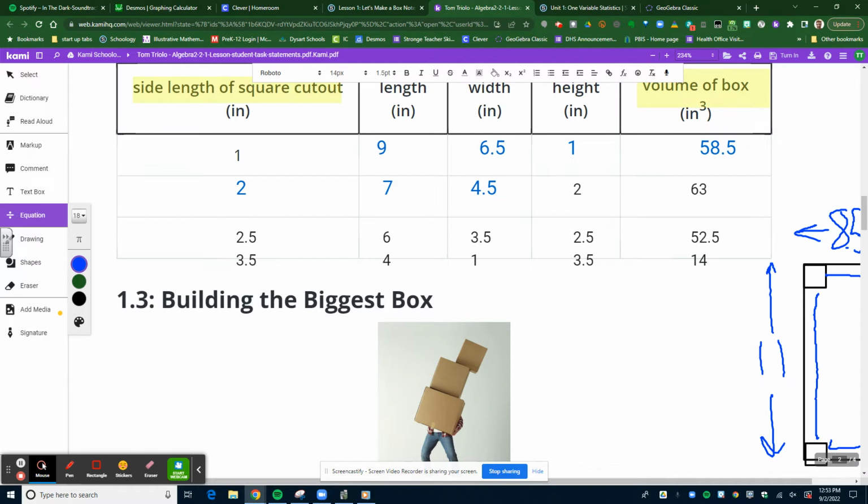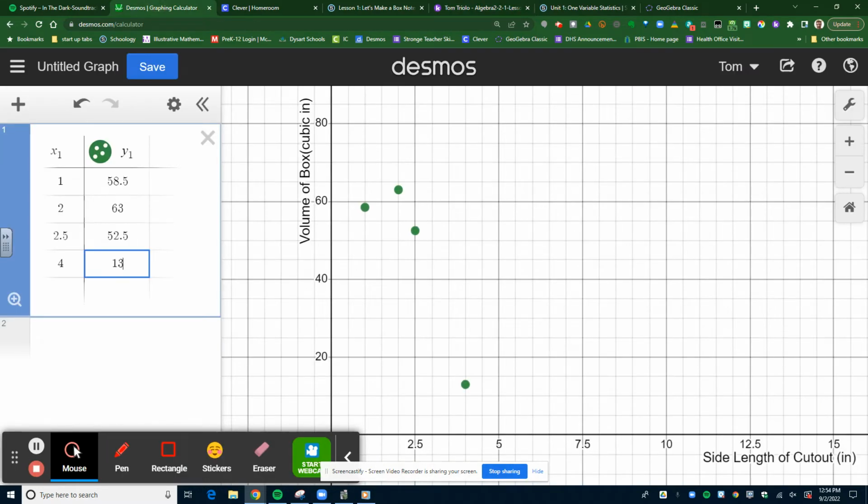4 times 1 was the width, only 1, really? It's 8.5 minus. Yeah, okay. So 14. So 4 comma 14. It's 3.5. Oh, 3.5 over here. Sorry. Thank you. 3.5 was 14.